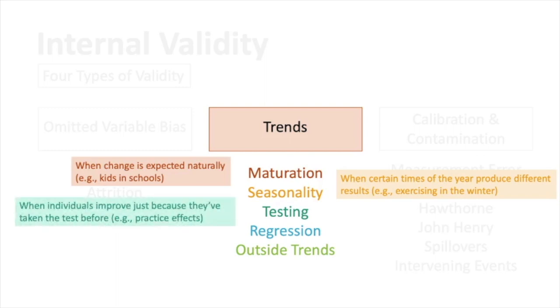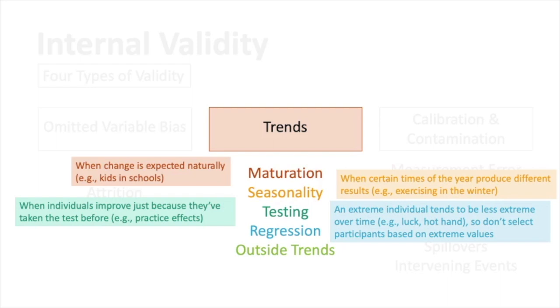The third is testing. This is when individuals improve just because they've taken the test before. It's also called practice effects. Honestly, this is not generally a huge issue in a lot of social science areas, because if people really just got a ton better just from testing, then we would probably just give them tests and that would be our intervention. There are some areas, especially in cognition and neuroscience, that practice effects are really important to pay attention to because they can cause an individual just to do better just because they've seen it before.